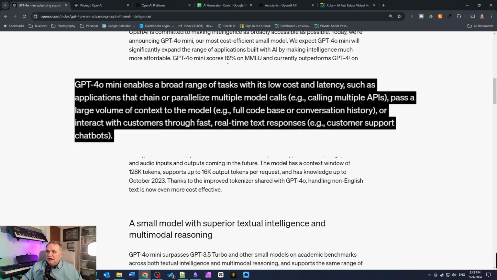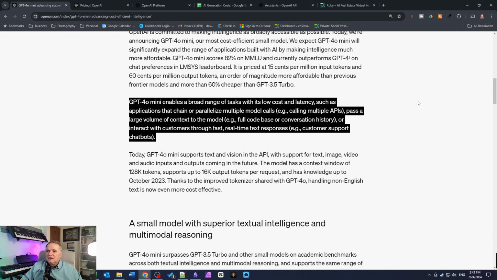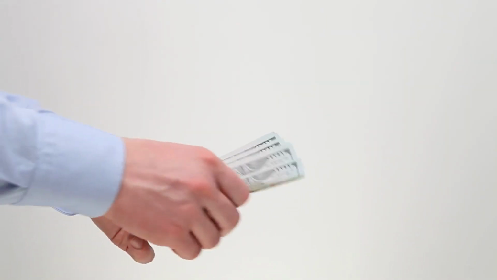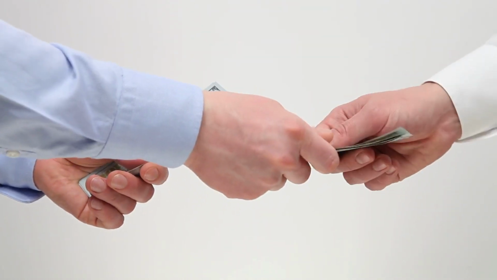GPT 4o Mini enables a broad range of tasks with its low cost and latency, such as applications that chain or parallelize multiple model calls, for example, calling multiple APIs, pass a large volume of context to the model, for example, a full code base or a conversation history, or interact with customers through fast, real-time text responses, like customer support chatbots. So, for an agency that develops chatbots and assistants, virtual assistants, this is a game changer because that savings can be passed along to your clients, which is really great.